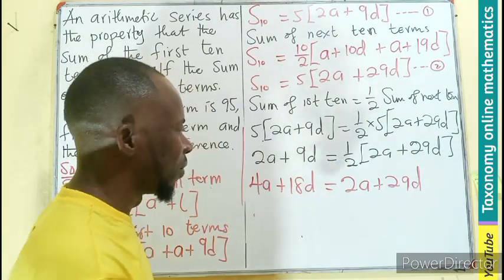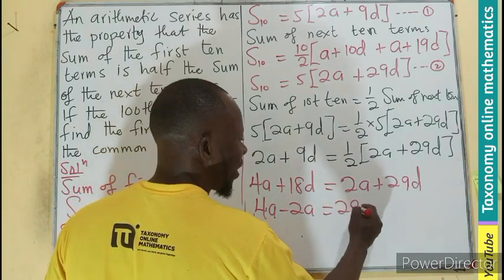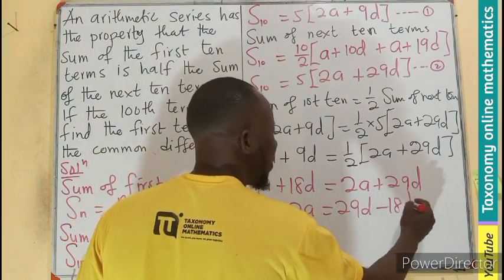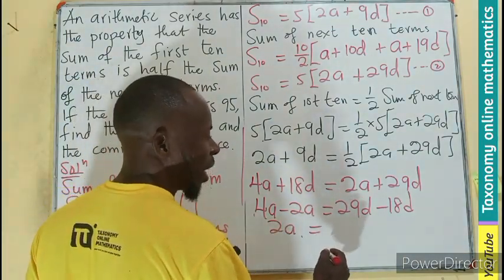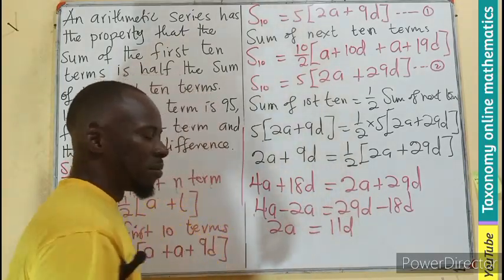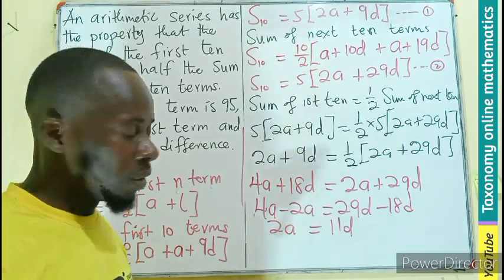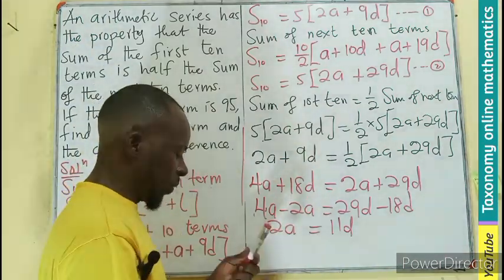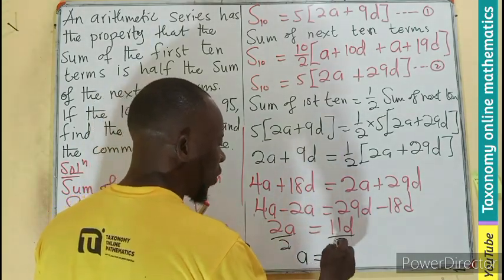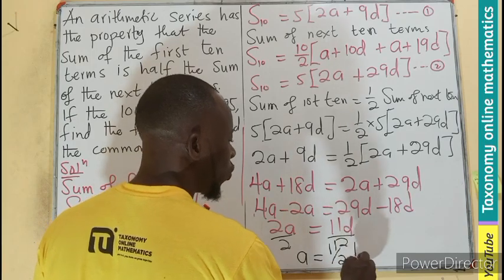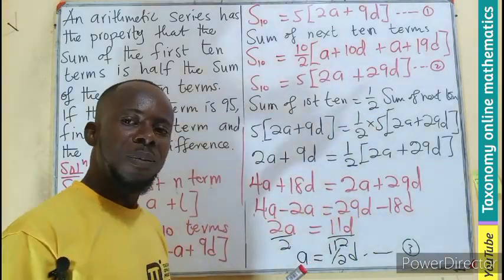So let's group like terms, meaning 4a minus 2a, and 29d minus 18d. Fast forward, 2a equals, what will that be? 11d. But we are looking for a, since we want to make a the subject. You can make d the subject as well. So if I divide by 2, a will be equal to 11 divided by 2 times d. We can also label this as equation 3.